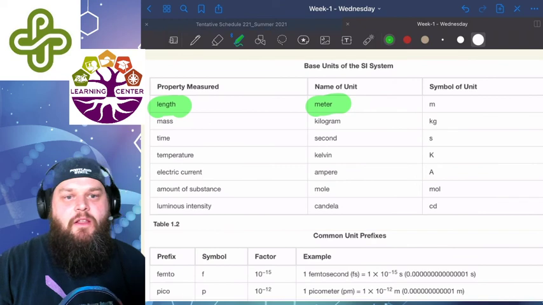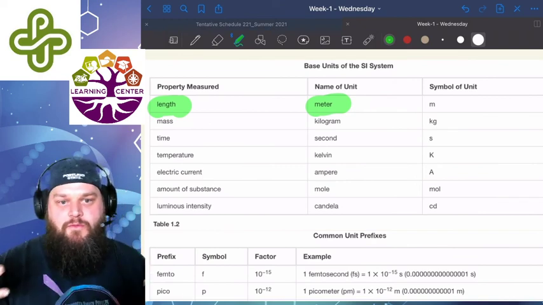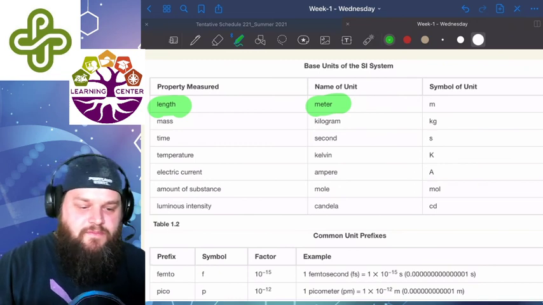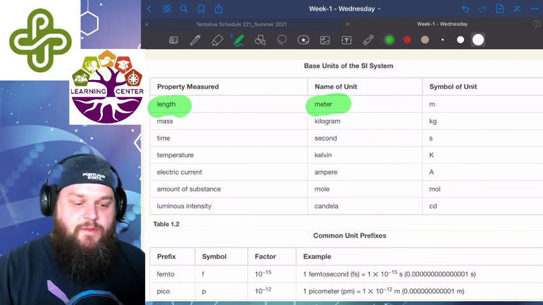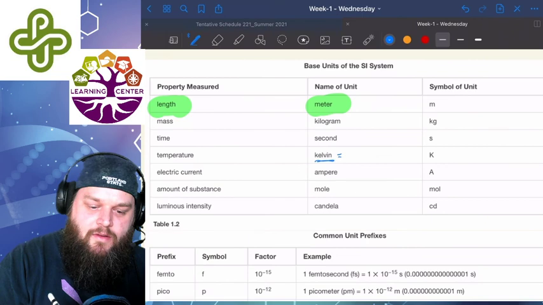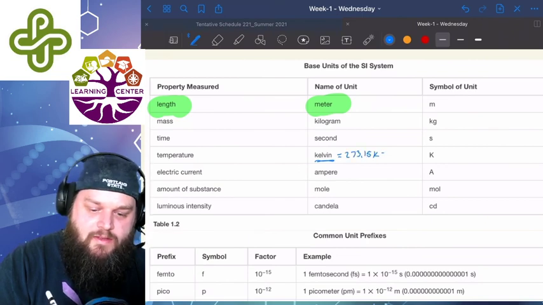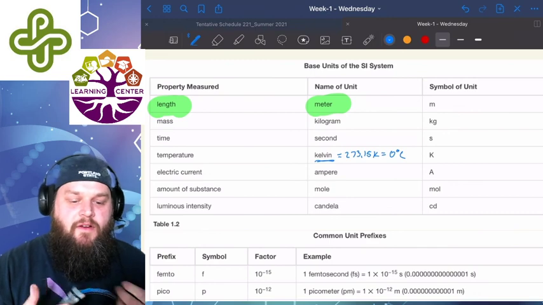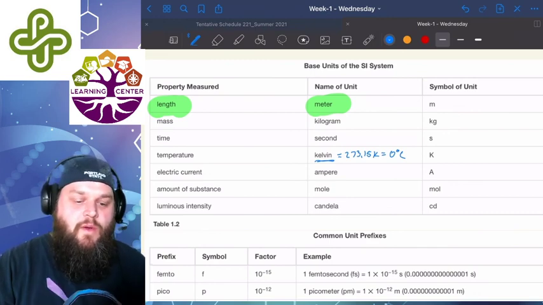Mass is usually in kilograms, but in chemistry, a kilogram is a really big thing, so we deal with grams often instead. There's also time, temperature, which you're pretty familiar with. Temperature, if you notice, is in Kelvin. 273.15 Kelvin is equal to 0 degrees Celsius. It's a simple conversion from Kelvin to Celsius. To Fahrenheit, it gets a little bit more complicated, but there's equations in your book, really easy to run through.